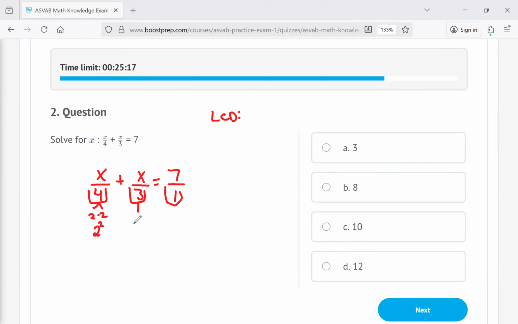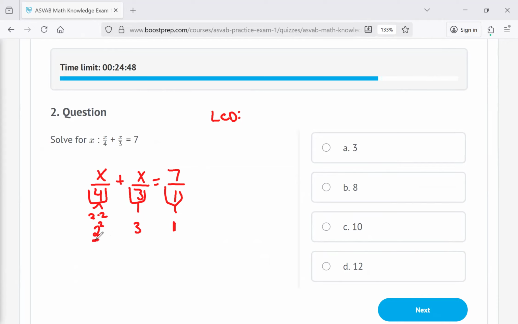3 is a base of 3 that can't be broken down, right? 1 is prime. You can't break that down. Okay. So once you have it in the most prime form, what you want to do is look at the base. If you have a repeating base, pick the one with the highest power. If you don't have a repeating base, meaning if they're all different bases, just put them all together, multiply it.